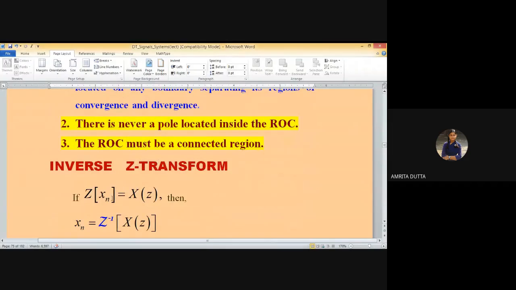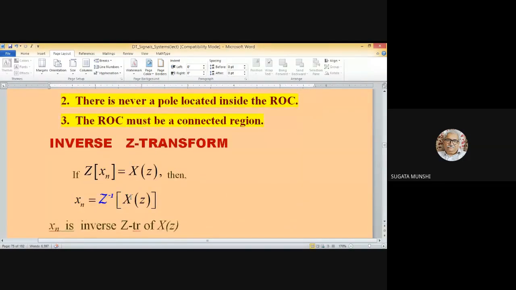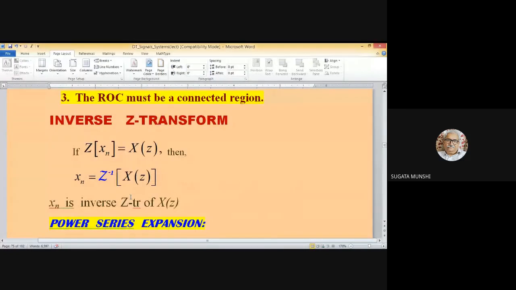Now move on to inverse Z transform. If X(z) is the Z transform of x[n], then x[n] is the inverse Z transform of X(z). So there are several methods, I mean, quite a few methods for evaluation of the inverse Z transform. I will consider two of the methods. Power series expansion is one, and partial fraction expansion is another. Partial fraction expansion is known to you, all right?